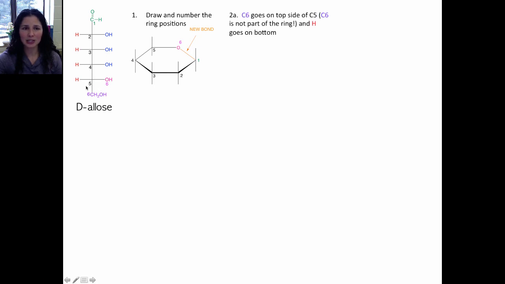The second thing to do is to add carbon 6. So notice that in this structure, I've only added 5 carbons and 1 oxygen. So now I'm going to add the 6th carbon and its alcohol group. This 6th carbon in a D sugar will always go onto the top position of carbon number 5. Therefore, the hydrogen on carbon number 5 will always go onto the bottom position. So you simply add these things to the top and bottom position of carbon number 5. In a D sugar, the carbon 6 always goes on the top position of carbon number 5. Hydrogen goes on the bottom.